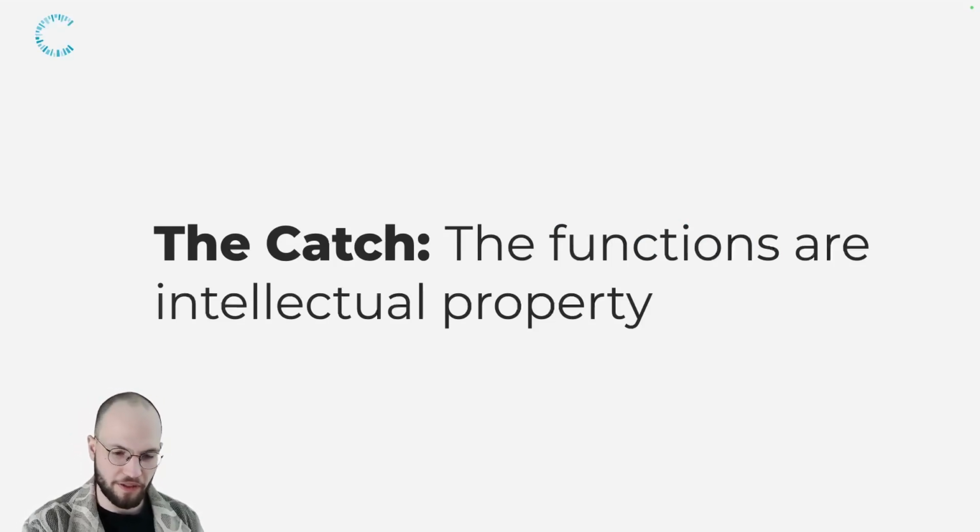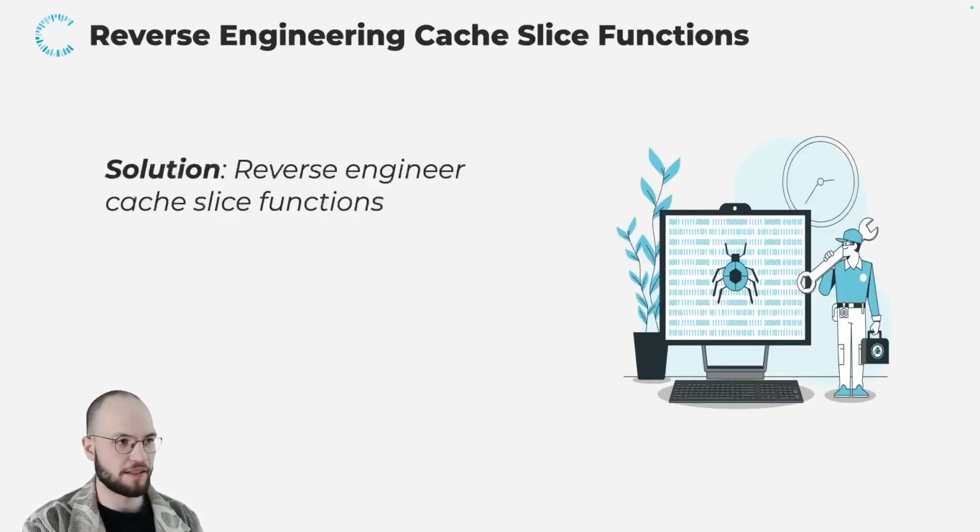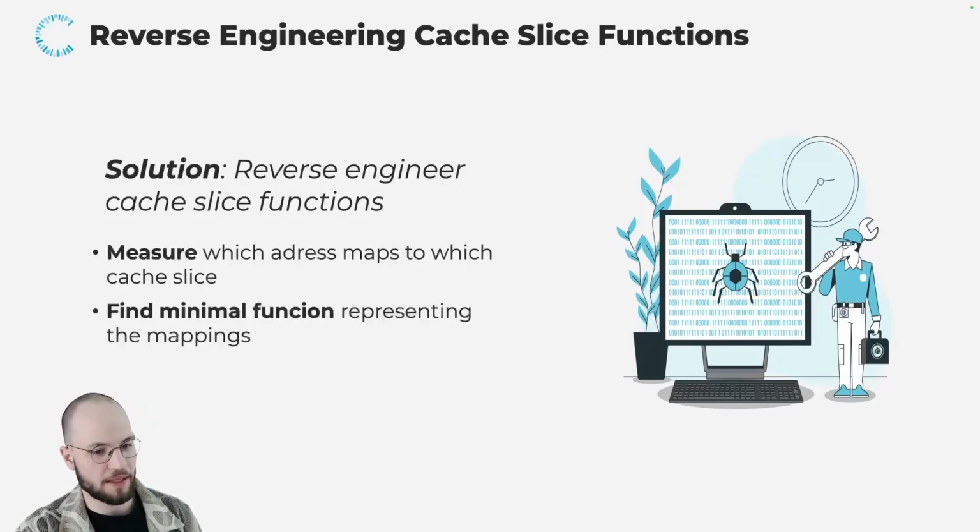They are very poorly, if at all, documented, and in the newest processors we could not find any documentation on them. So what we can do is reverse engineer these cache slice functions, and other microarchitectural hash functions, and this always works with a similar approach. First, you basically have to measure which address maps to which cache slice, or which index in some microarchitectural data structure for the other functions. And then you have to find a minimal or small enough function representation that you can work on that represents these mappings. And we basically did work on both of these sides.